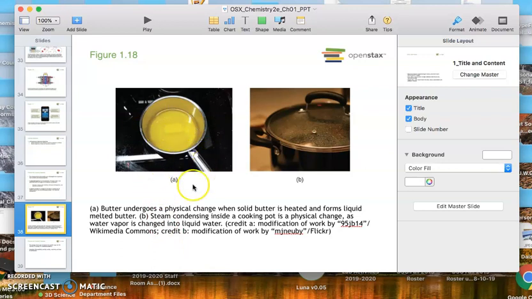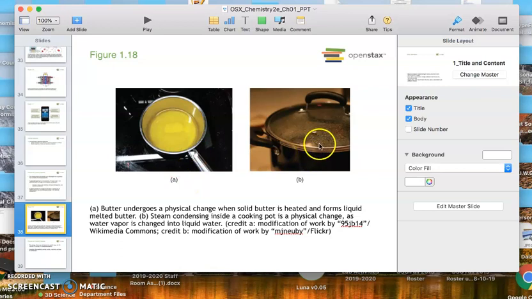One example is melting butter in a pot. The butter initially was a solid, and now you can still see part of it is still a solid, but most of it has converted into the liquid form. And so is it still butter? Yes, it is. It hasn't changed chemically. It tastes the same for the most part, but it has undergone a physical change.